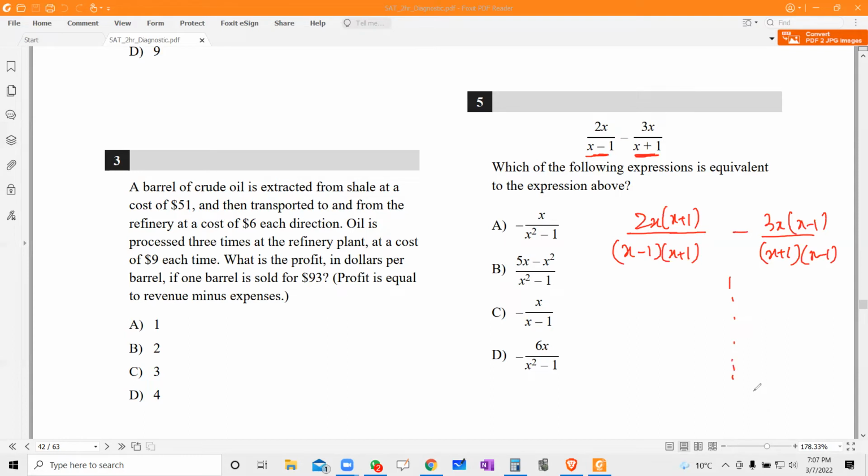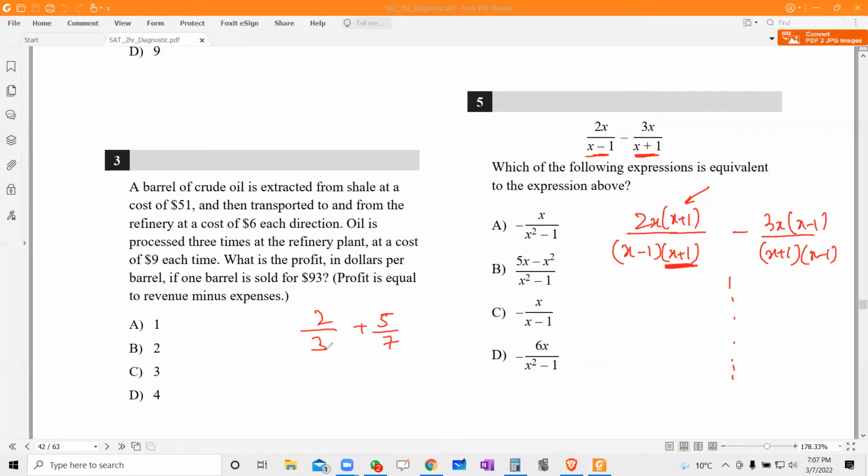Why do you put the x plus 1 on top though? Because whatever you do to the denominator, you have to do with the numerator also to make it balanced. If you're having 2 over 3 plus 5 over 7, how can you add them? You have to balance them. You have to make the denominators the same.